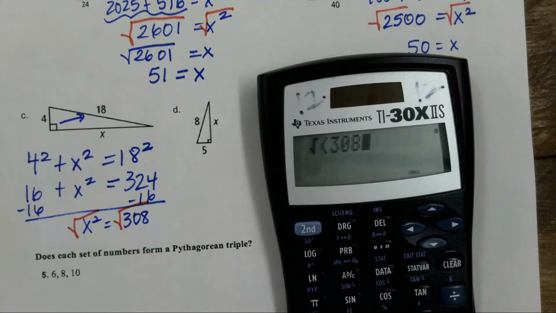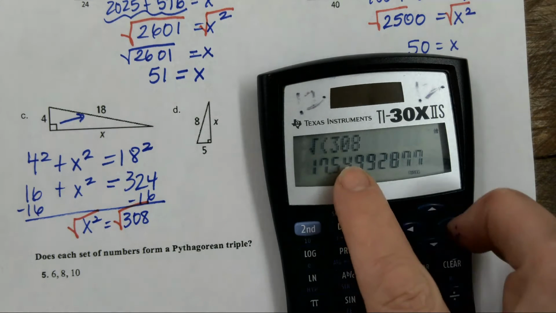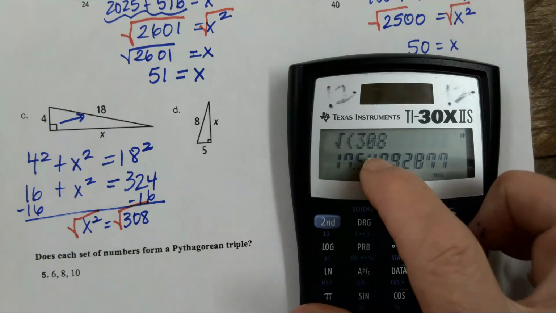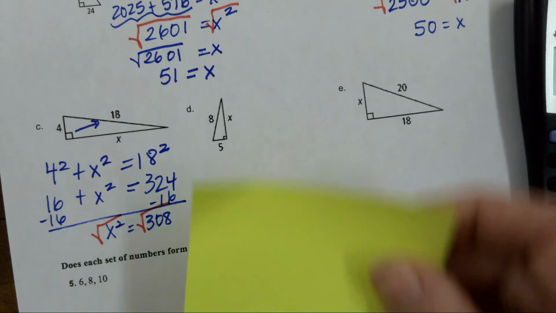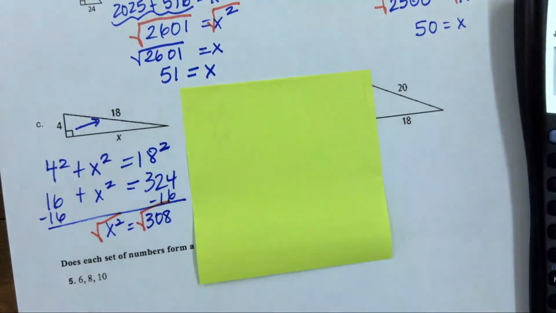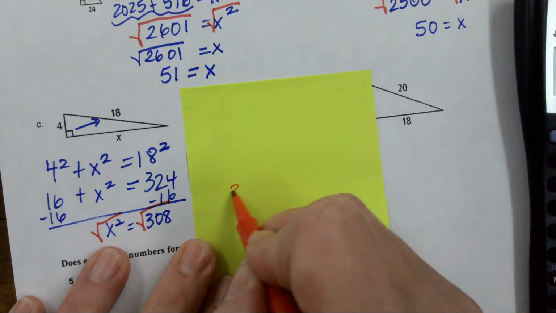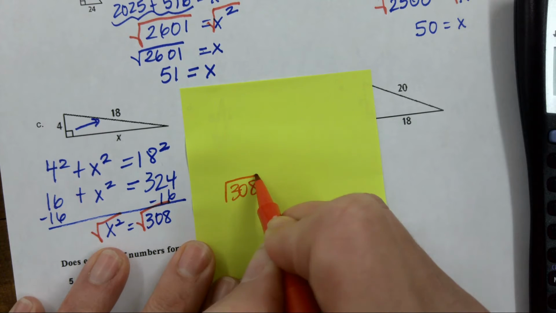Plug that in my calculator. Oh no, it came out ugly. So then I'll go off to the side. I have to do mine over here. Off to the side, I'm going to have to take the 308 and divide it repeatedly.